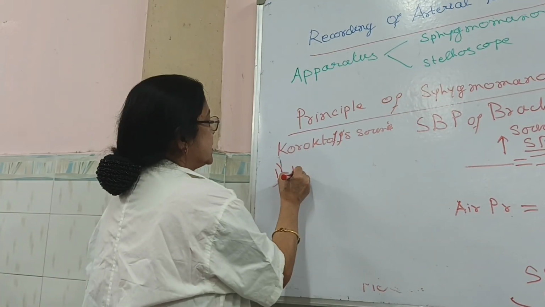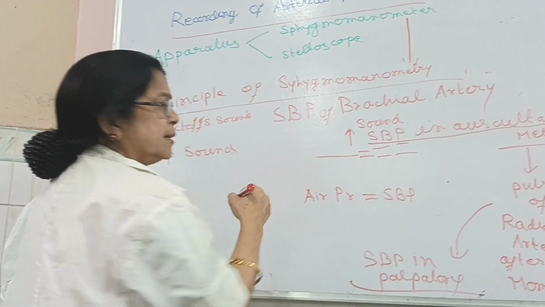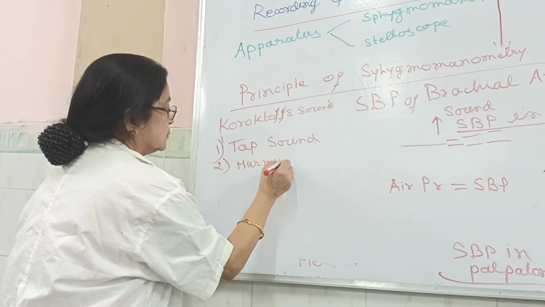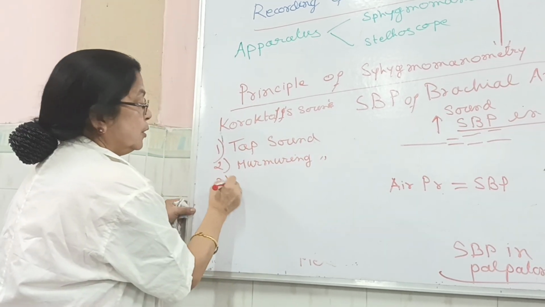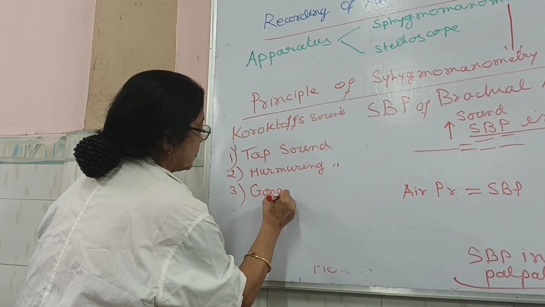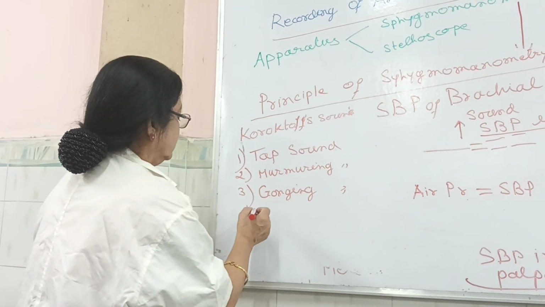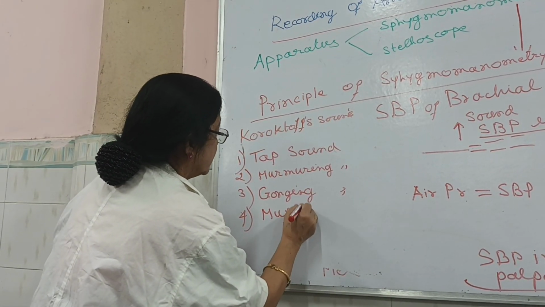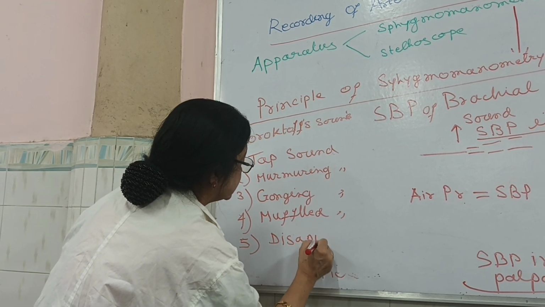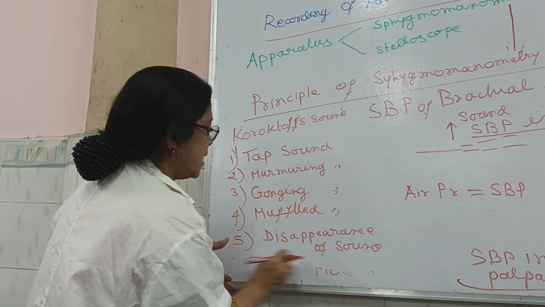Now the first sound is the tap sound. Here we will get the tap sound. Then the sound becomes like a murmur, so the second sound is the murmuring sound. The third sound is the gonging sound. Then the muffled sound. Then disappearance of the sound. So these are the 5 phases of the Korotkoff sounds.